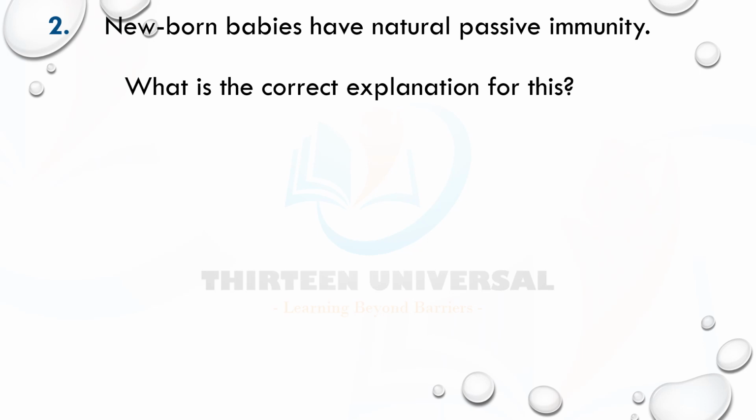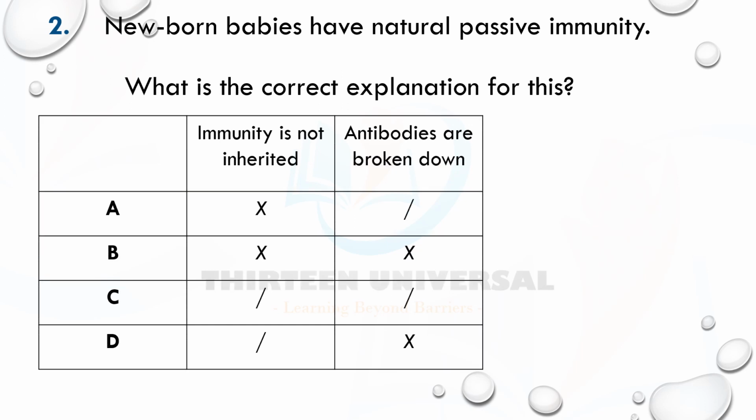What is the correct explanation for this? Pause this video and try it. Newborn babies have natural passive immunity. Immunity is not inherited. Is that correct? It is passed on from the mother to the baby. Is it inherited or not?